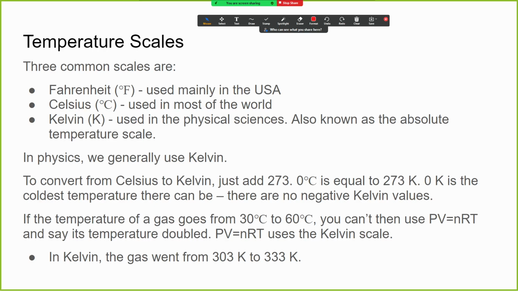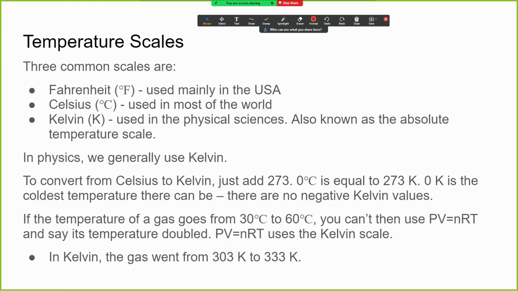So 3 common scales are going to be Fahrenheit, which we unfortunately use in the US, Celsius, which is what most of the world uses, and then Kelvin, which is what we use in physical sciences. It is known as the absolute temperature scale. 0 Kelvin is the coldest temperature that there can be. There cannot be a negative Kelvin value, so if you get a negative temperature in Kelvin, you definitely did something wrong and you need to go look at it.